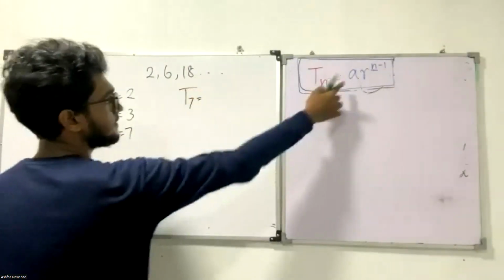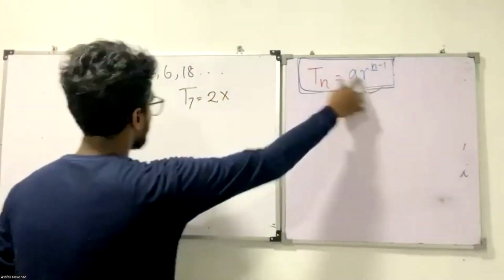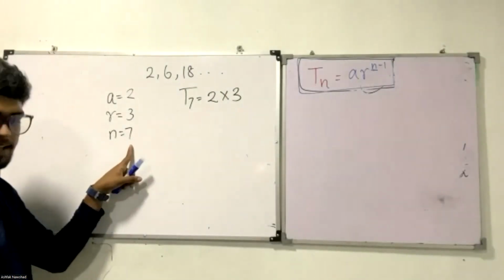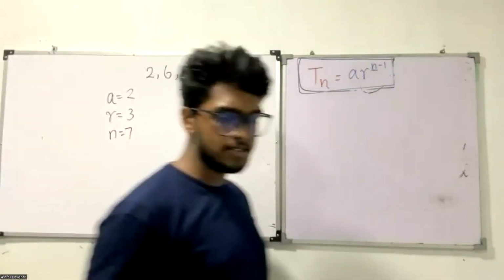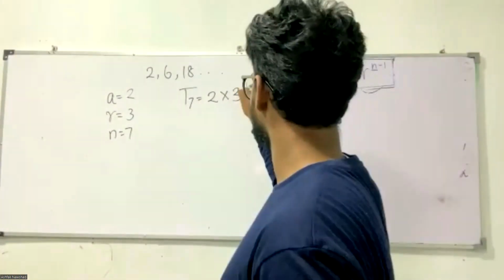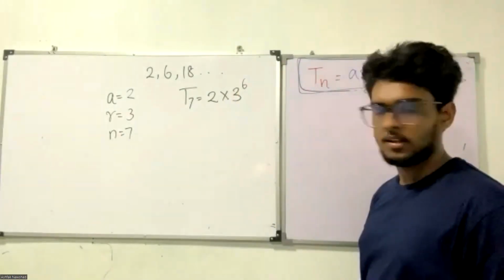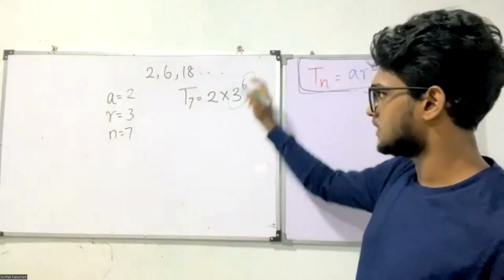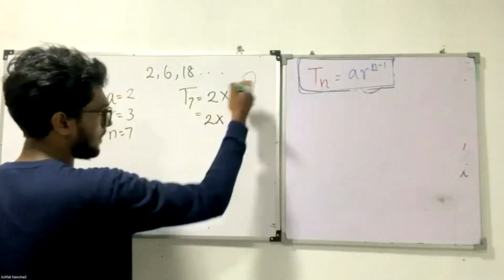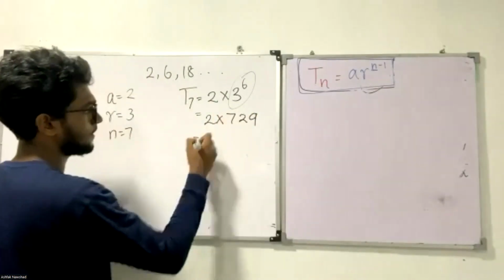T7. T7 is, what is A? A is 2 into R is 3. The ratio is 3 to the power unknown, N minus 1. N is 7. So what is N minus 1? 6. N minus 1 is 6. 2 times 3 to the power 6. We have to simplify this first, and then multiply it by 2. What is 3 to the power 6? It's 729.